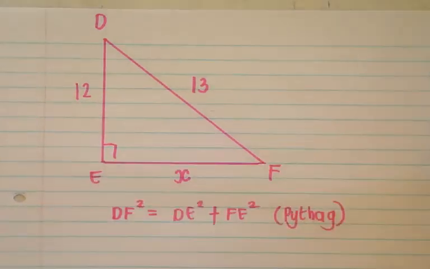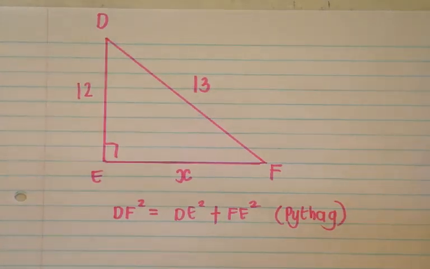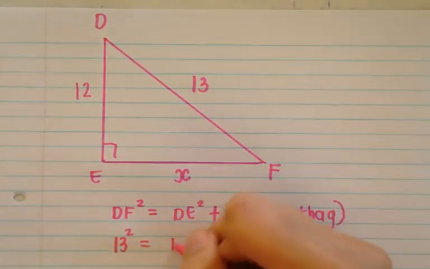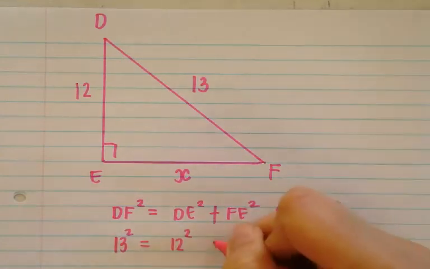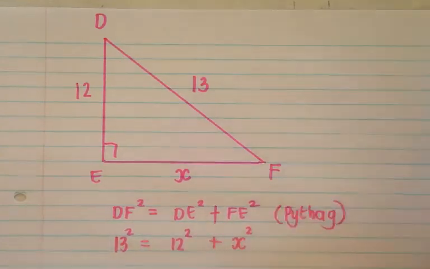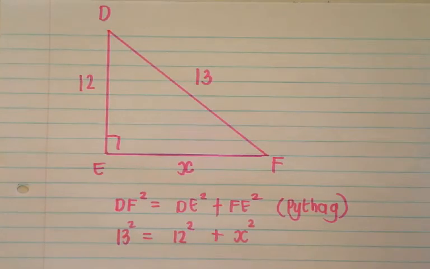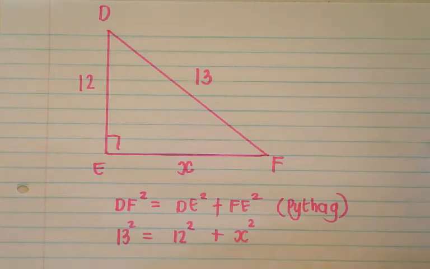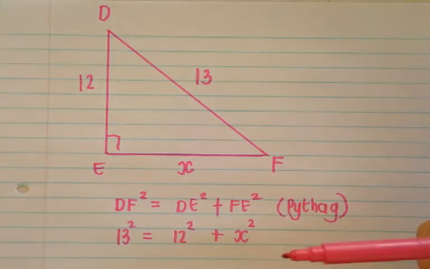What is the value of DF? DF, 13. DE, FE. So you see how my x squared is not always by itself in the beginning, because it's not always the long side that's missing. So you always need to start with long side squared equals to short side squared plus short side squared, and then substitute in all the different values.